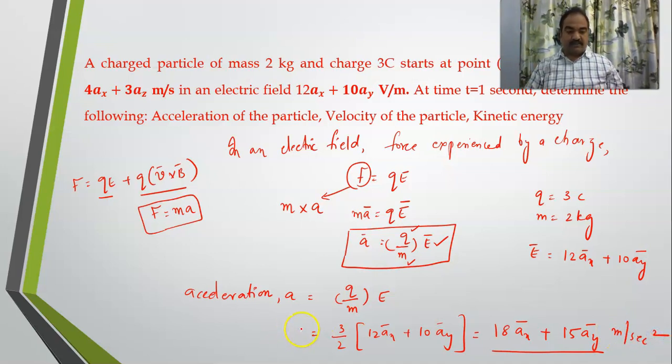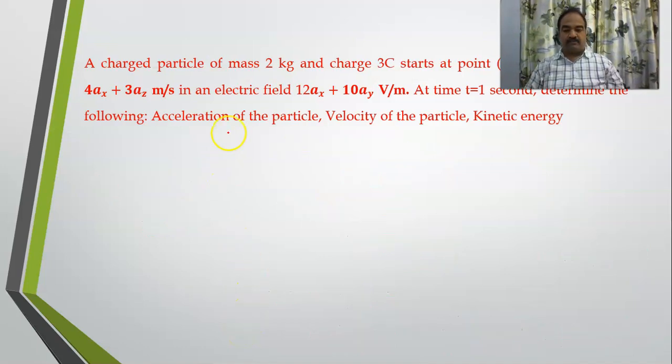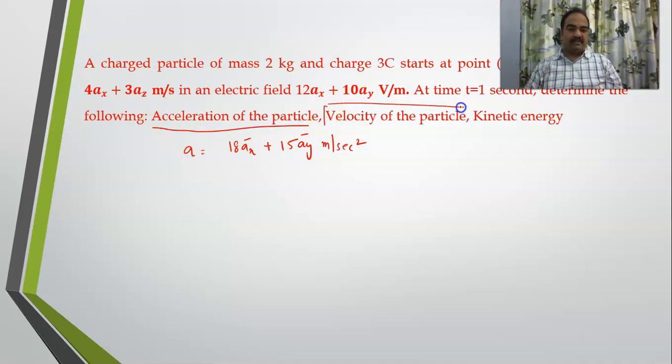Okay. So which means that there is an acceleration in x direction and also in y direction, and in z direction there is no acceleration. Okay. So I will rewrite here. Acceleration is equal to 18ax plus 15ay meters per second squared. So the first part has been completed. Now we will move on to the second part, which is nothing but velocity of the particle.